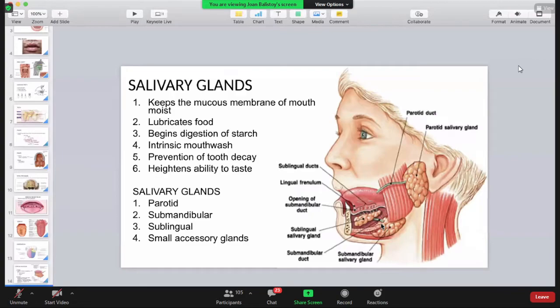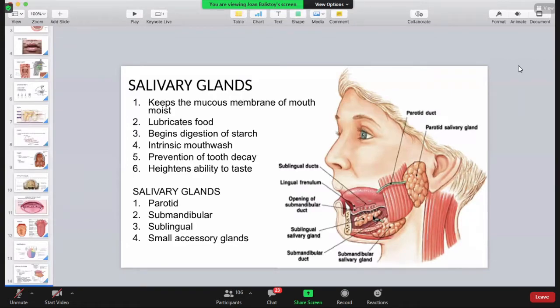And you have 4. The parotid gland, which is a purely serous gland. The submandibular gland, which is a mixed gland. The small accessory gland, which is a mixed gland. And the sublingual gland, which is a purely mucous gland. So those are the 4.